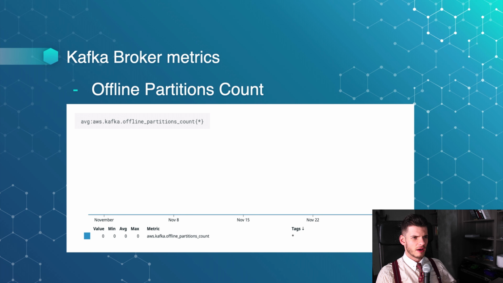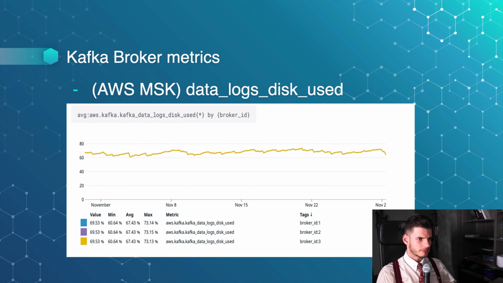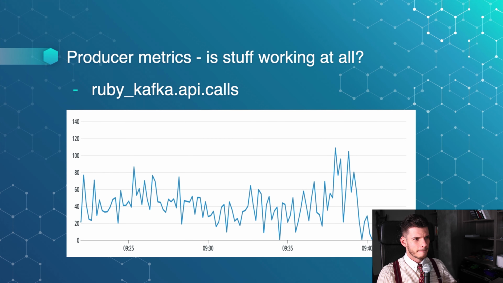Offline partition count is a critical one. This absolutely needs to stay at 0. If it's greater than 0, then perhaps some brokers are down. Replication max lag is quite self-explanatory, and you probably want to have 0 all the way here, just like for databases. If you don't have size-based retention configured, this is something you definitely want to watch out for, as running out of storage is a pretty catastrophic scenario.